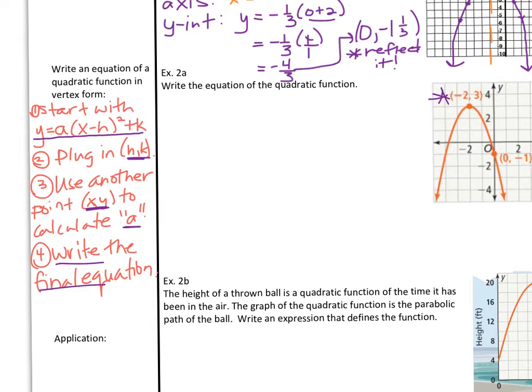So let's put all that to the test. We have that picture on the right. The vertex is up at the top, -2, +3. That's our h and k values. So let's start with our template. y equals a times (x minus h) squared plus k.